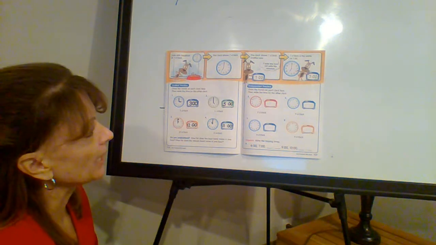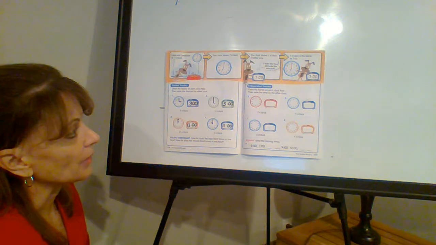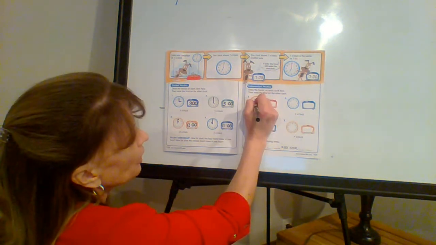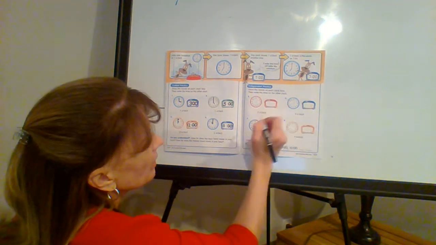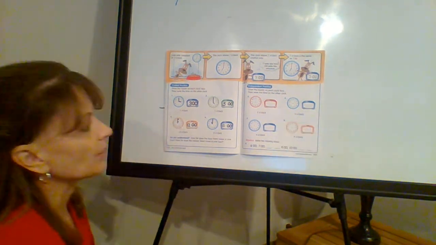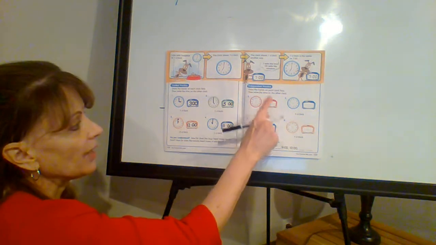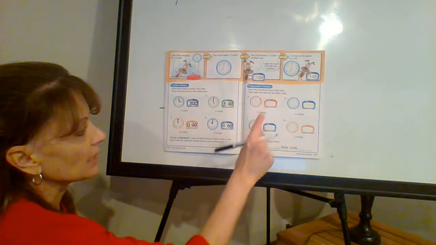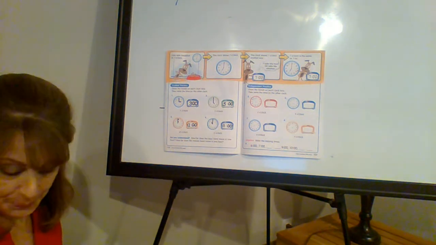Okay, independent practice. Draw the hands on each clock face, then write the time on the other clock. So for number 5, don't forget to put your dot. Don't forget to put your dot. Okay? You need to draw the hands on the analog clock, and then you need to write the digital time. So go ahead and do numbers 5, 6, 7, and 8. I'm going to give you a minute to do that.